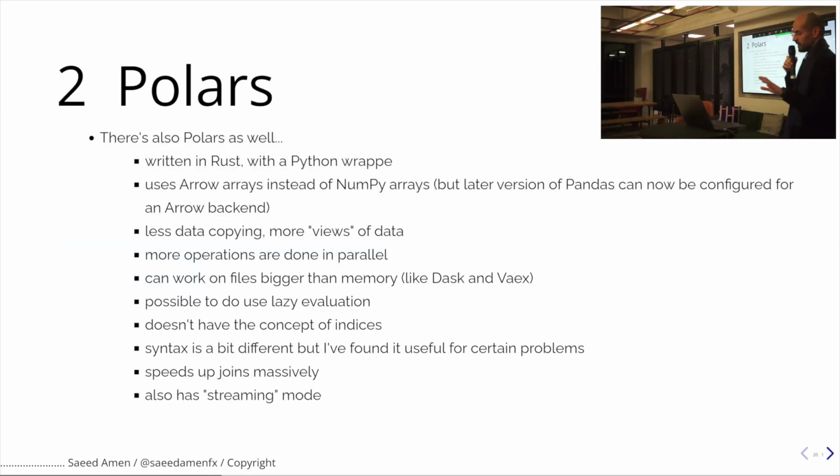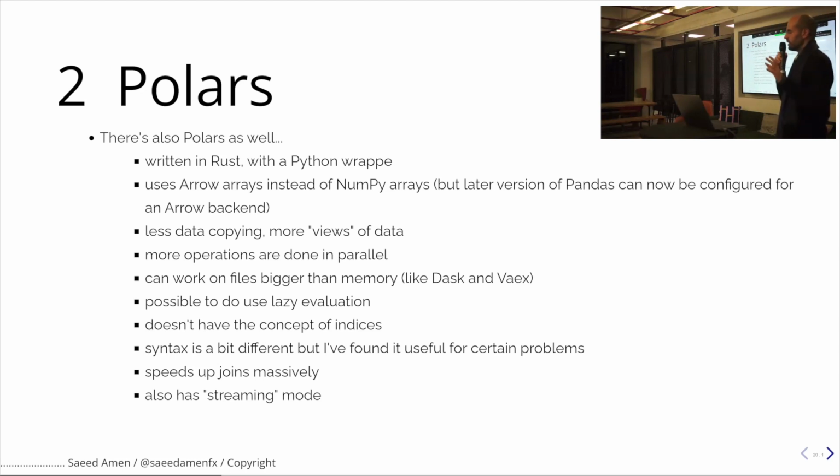Another very popular library, which I haven't talked about but is gaining popularity, is Polars. This is written in Rust, which is a lot faster than Python. It's got a light Python wrapper on top of that. Instead of NumPy arrays, which Pandas uses by default, it uses Arrow arrays. Although I think with the latest version of Pandas, you can actually configure it to use an Arrow backend.